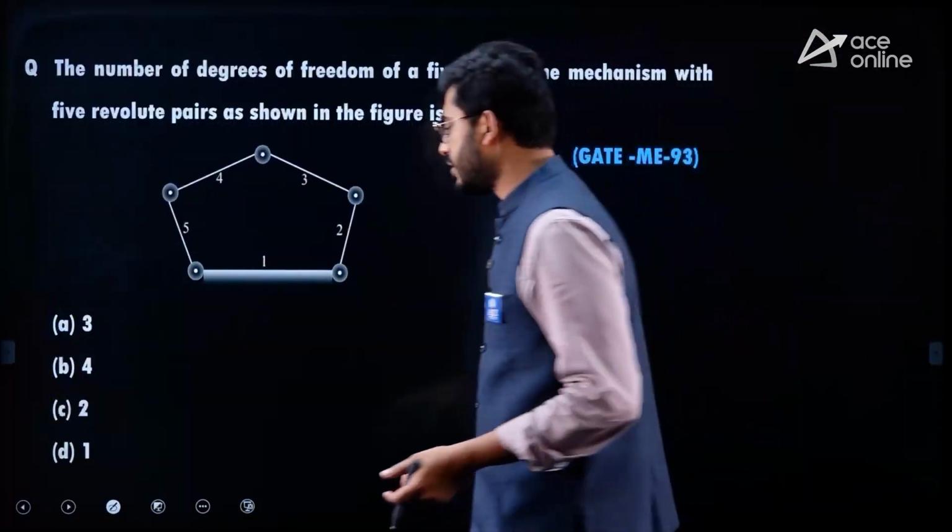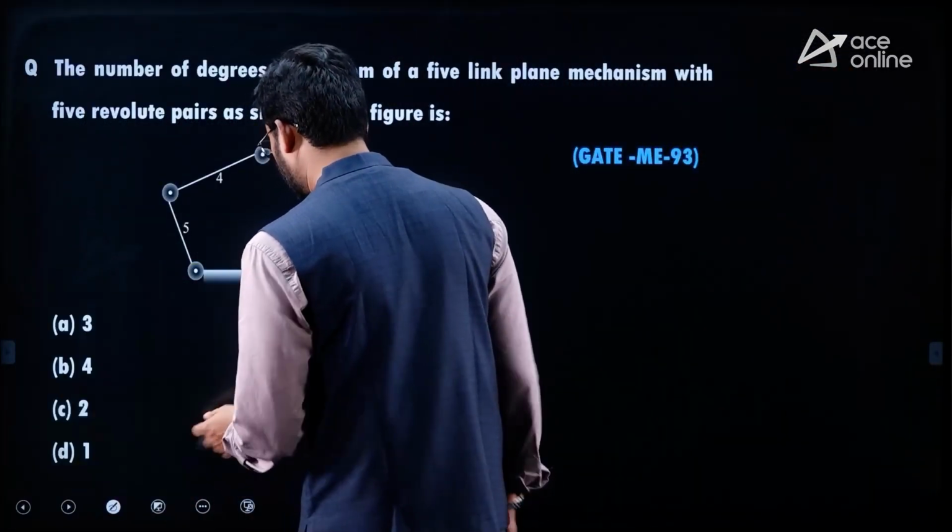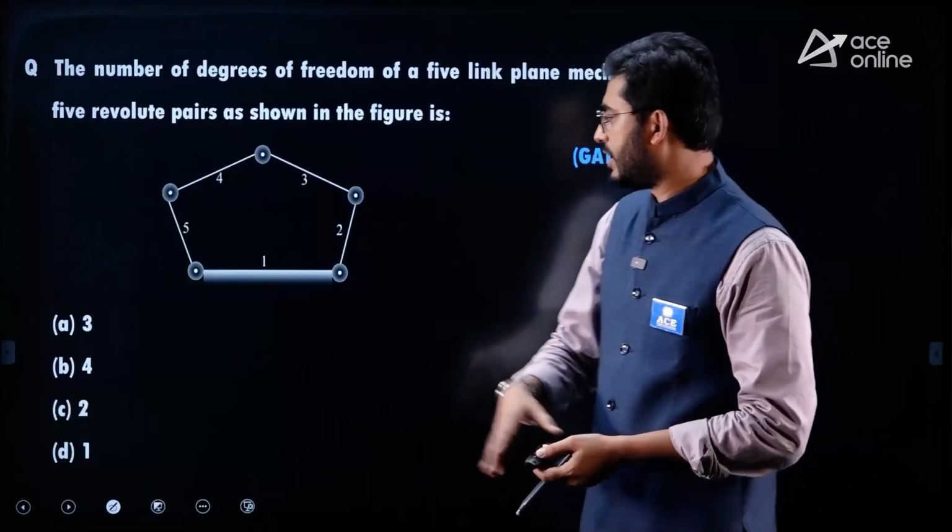Here in the next question, we are required to predict the mobility as and when we see this arrangement directly, and the link numbers are given to us.